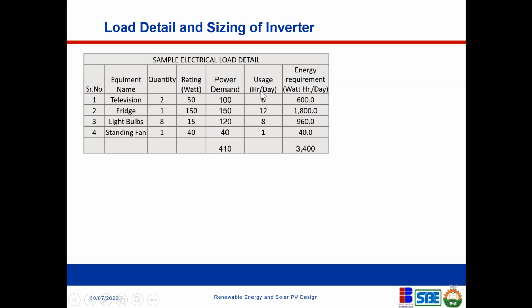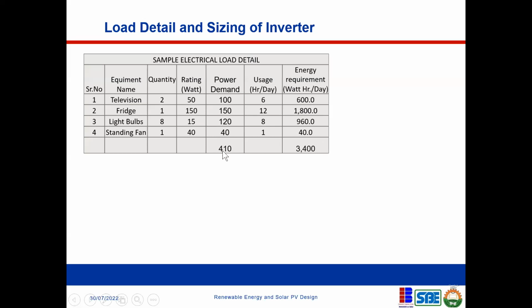So for the television, they run it for 6 hours. For the fridge, they run it for 12 hours. For the light bulb, they run it for 8 hours. And for the standing fan, maybe they run it for just 1 hour. So if you now want to calculate the energy requirement, you multiply the power requirement times the hours of usage. You get the energy that is required to run that equipment for those hours. That we have done here, and we have established that the total energy storage size that we need is 3,400 watt hours.